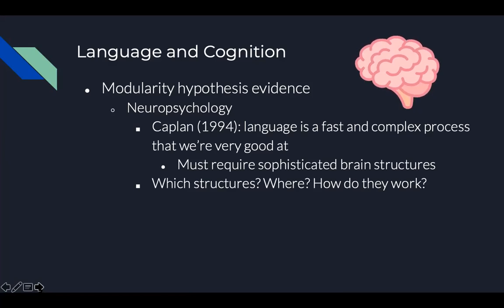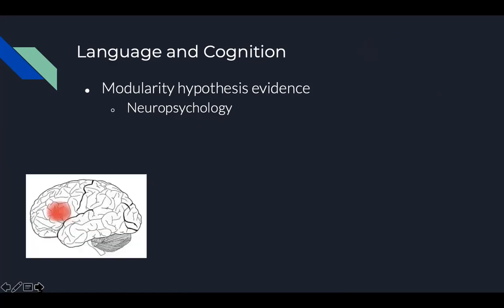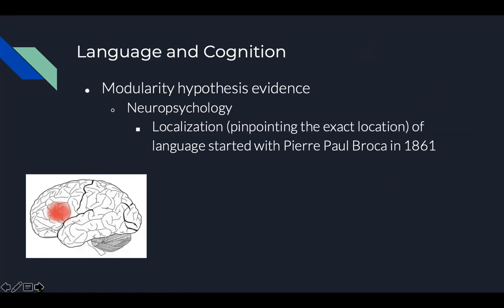And so neuropsychologists have been trying to understand what the underlying brain structures that are involved with language are, as well as where they're located and how they operate in the brain. So this interest in localizing, or really pinpointing, where language function in the brain takes place dates back to at least the 1800s. There's a French doctor who was really interested in anthropology and ethnography, and his name was Pierre Paul Broca.